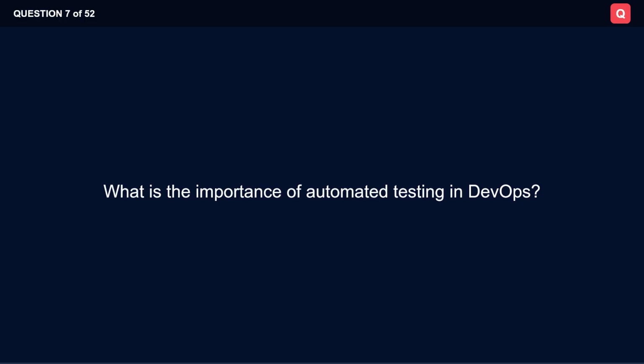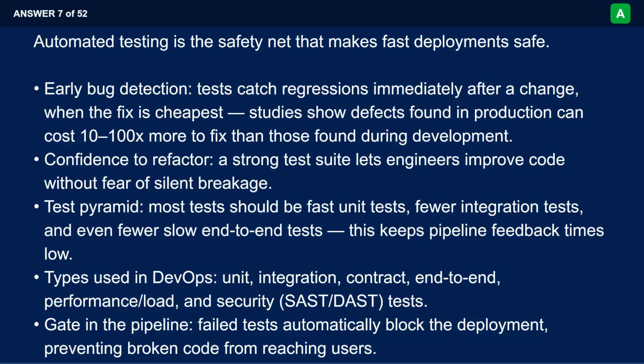What is the importance of automated testing in DevOps? Automated testing is the safety net that makes fast deployment safe. Early bug detection: tests catch regressions immediately after a change, when the fix is cheapest. Studies show defects found in production can cost 10-100x more to fix than those found during development. Confidence to refactor.